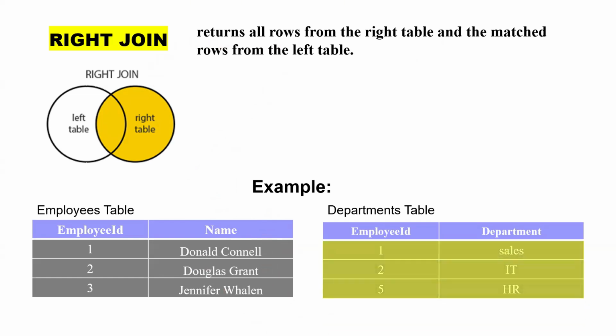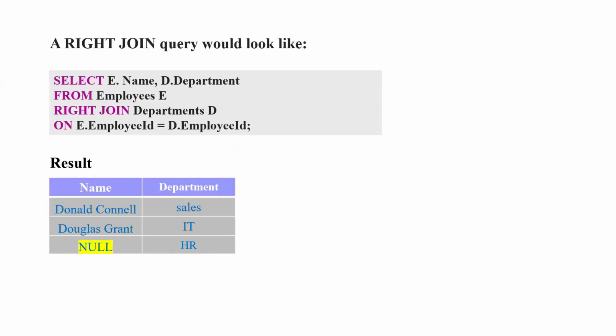The SQL query is displayed here. Select name and department from the employee table using right join to find the matching row based on the matching employee ID. If matching record cannot be found, it returns null. This is the query displaying all the right table records.